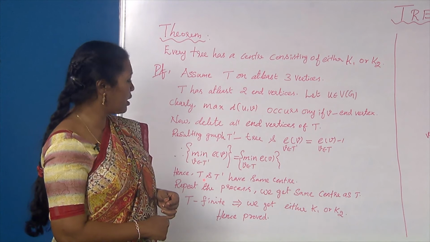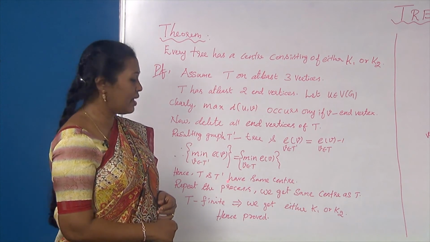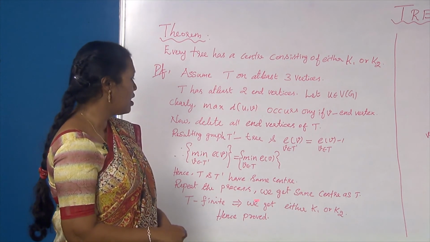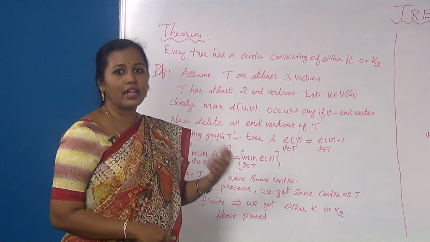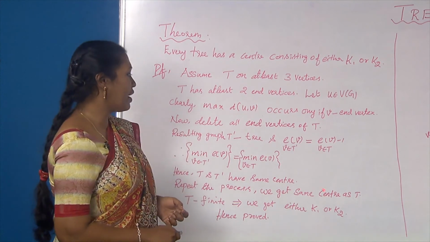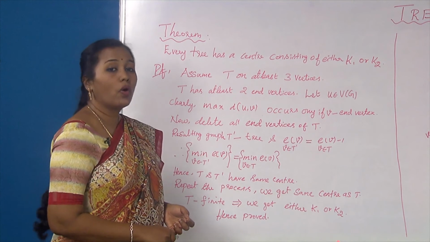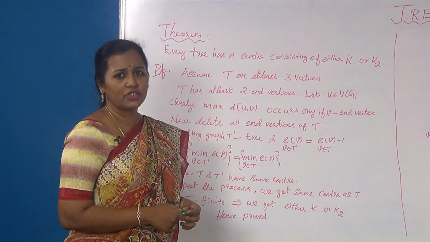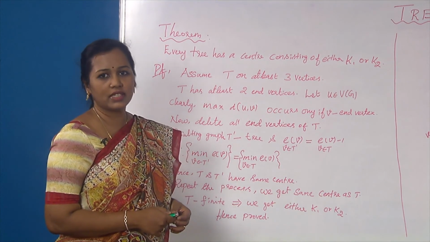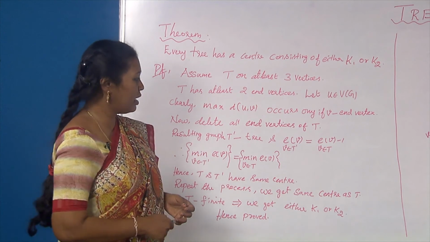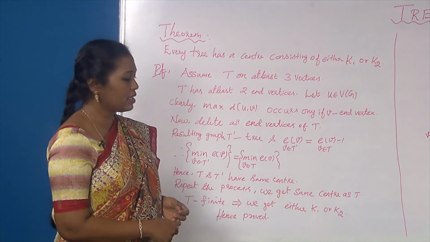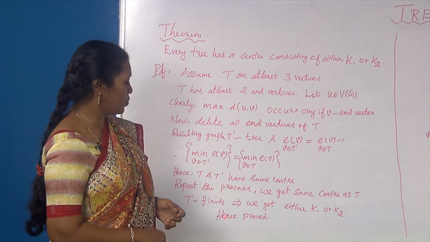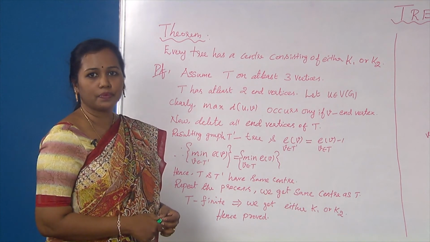So, from this you can conclude that T and T dash have the same center, and by repeating the process n number of times, we arrive at either K1 or K2. Since the tree has only a finite number of vertices, by repeating the process a finite number of times, we arrive at K1 or K2. Hence, the proof of the theorem.